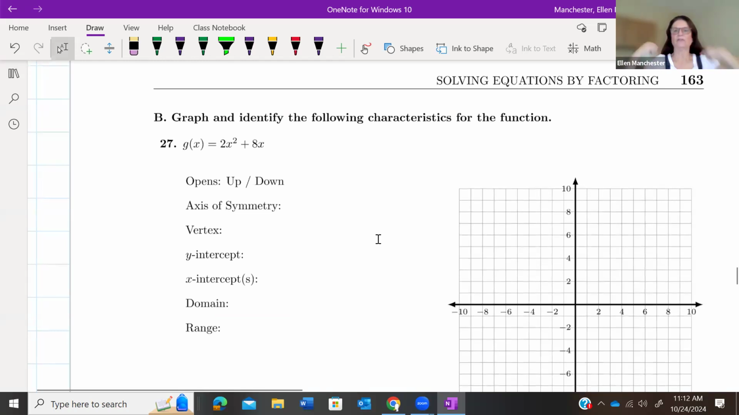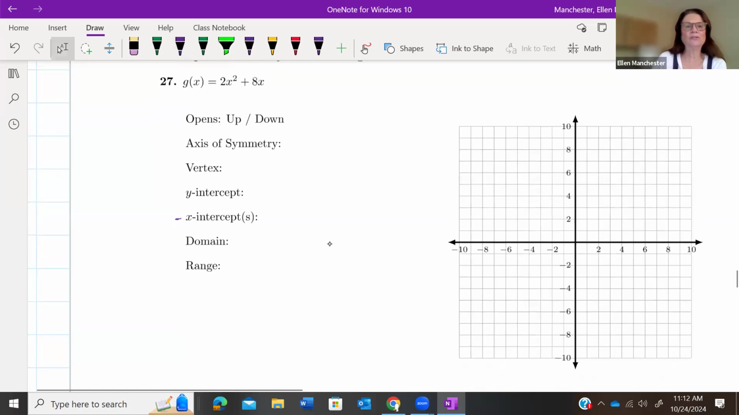All right. So solving equations by factoring. So this is page 163. So what you're doing is now you're putting it all together. The only difference is now you can find the x-intercept. So remember before it was the number of x-intercepts, 0, 1, or 2. Now you're going to actually find them. Okay, so that's the difference between what we did before and what we're going to do now.